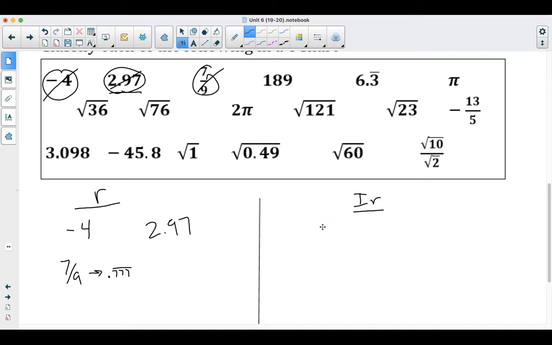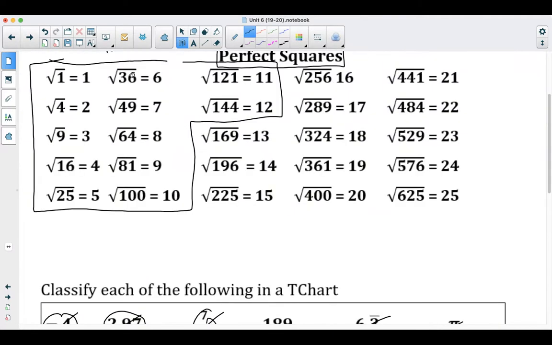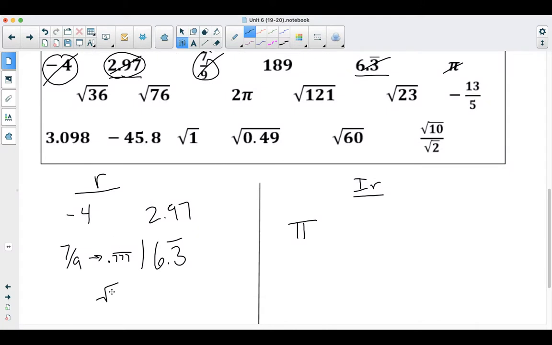Okay, let's jump around. Let's look at this example here. 6.3 repeating. So that's like 6.3, and it keeps going. It never ends. However, since it repeats, it is rational. How about our next one? Pi. Pi is irrational. It goes on forever and it does not repeat. What about square root of 36? Is that a perfect square? Well, let's look at our chart. Perfect square, square root of 36. So that's going to be rational.